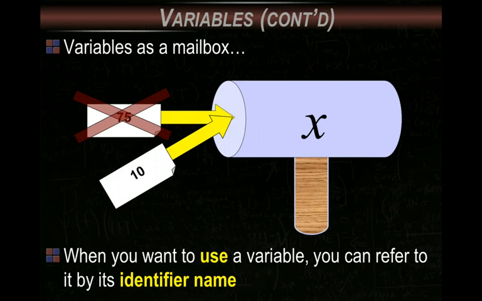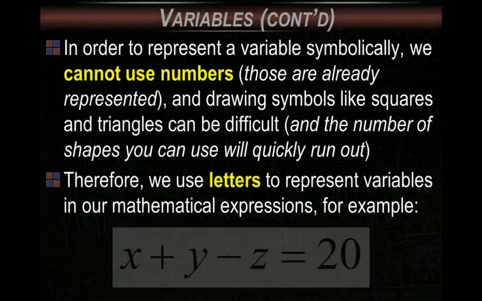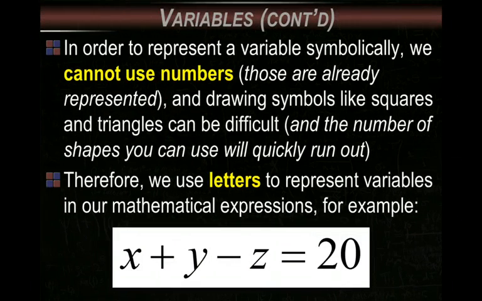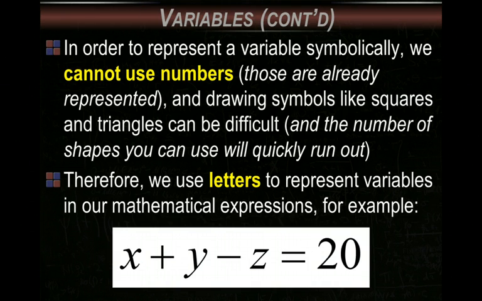So to use a variable to actually have it work in your math, we need to give it some sort of symbol. Okay? So we can't use numbers. We already are using numbers. And we could use squares and triangles. That would work, but first of all, I don't want to count on your drawing skills to draw squares and triangles, because some of you would do really beautiful ones, but others maybe not. As well, there's only so many shapes that you can actually draw. So the traditional language of mathematics is to use letters to represent values that we don't know yet.